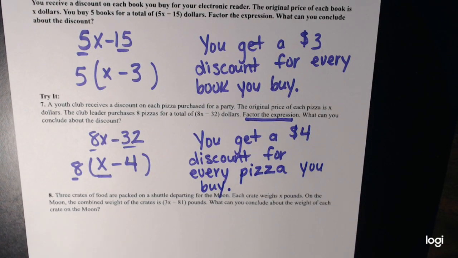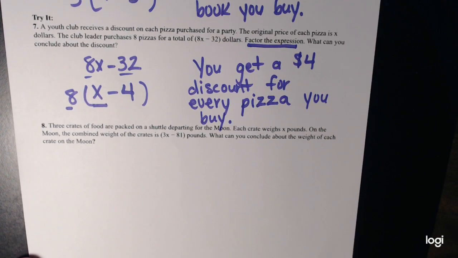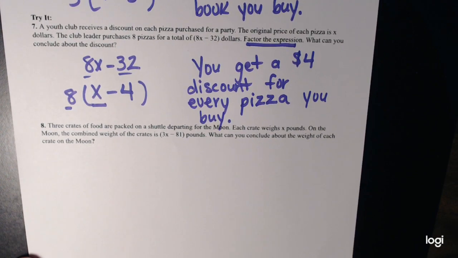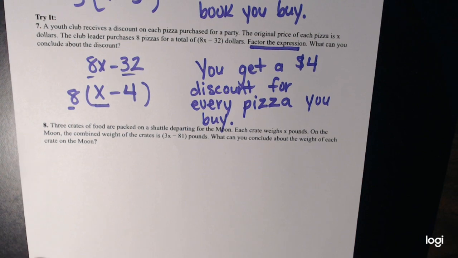All right, like I said, if you need to pause it so you can write this down, please do, and then you can restart it. All right, let's look at our last problem. 3 crates of food are packed on a shuttle departing for the moon. Each crate weighs X pounds. On the moon, the combined weight of the crates is 3x minus 81 pounds. What can you conclude about the weight of each crate on the moon?